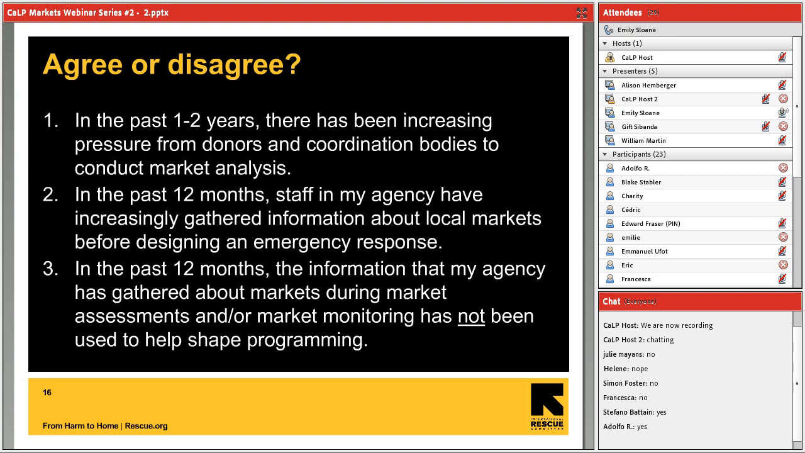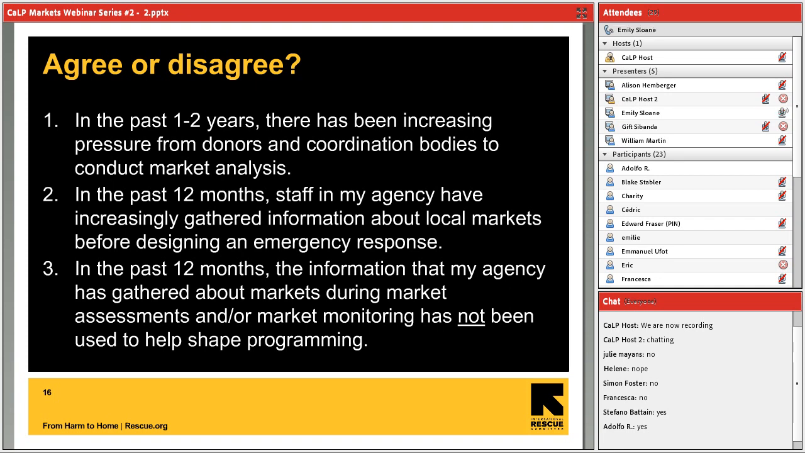Okay, so what I'm gathering from this is that most of you are seeing an increasing trend towards the norm that we should be doing market analysis, and that not only is this sort of a norm and an expectation, but it's actually translating into practice. And for the most part, we are using the information that we're gathering to inform our program design. So that's all very positive.